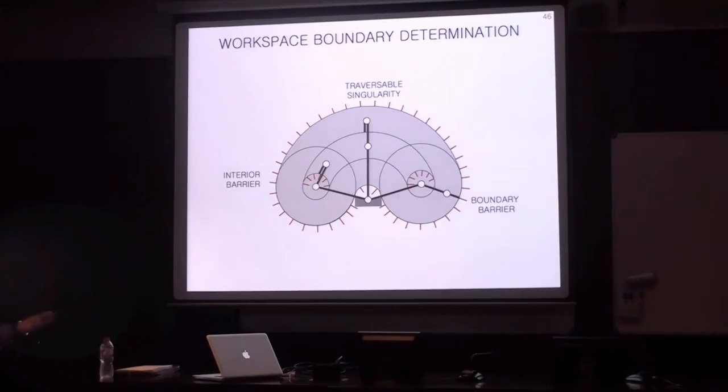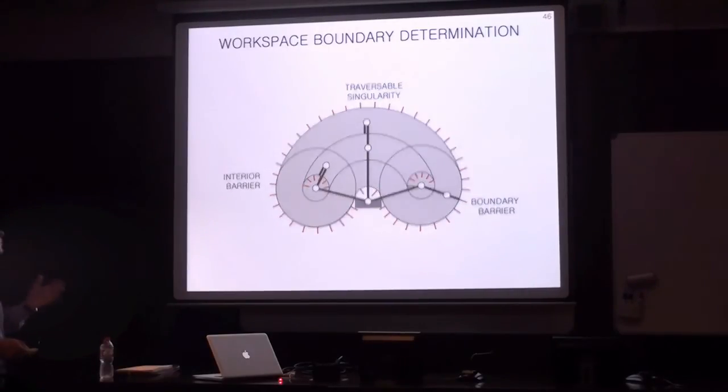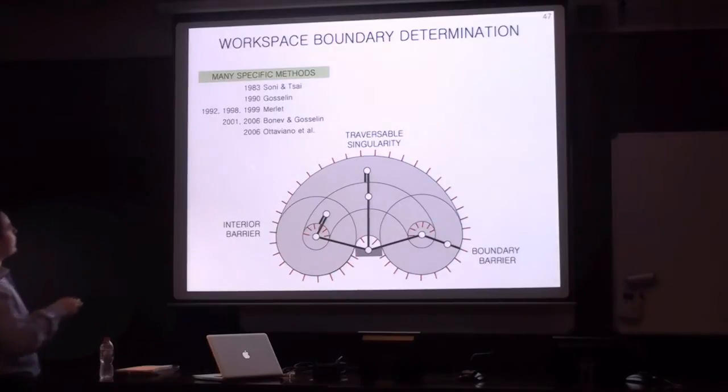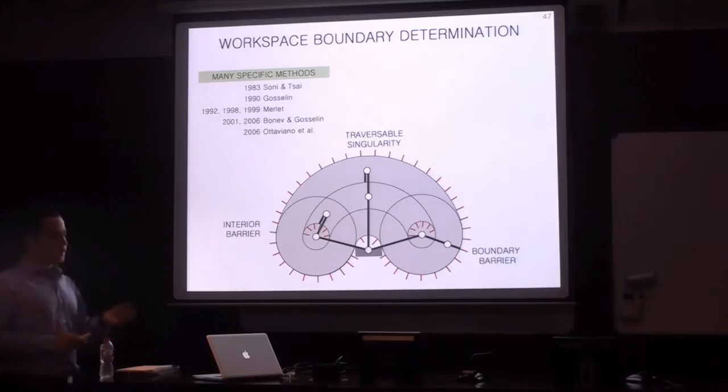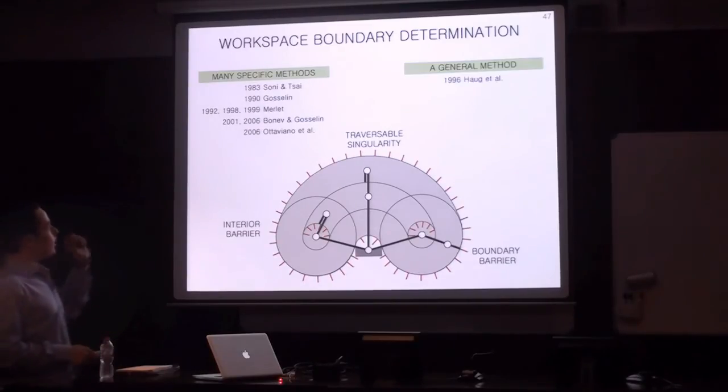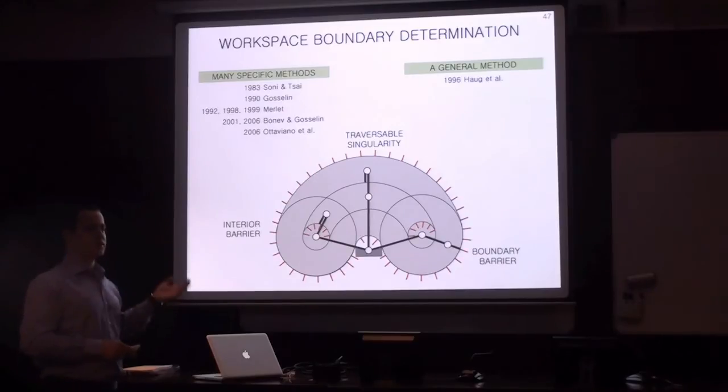There are many methods of workspace computation, but they are for specific manipulators, and here we just highlight some of them. Our method can only be compared in terms of generality, as far as we know, with a method due to Hauck and his collaborators, which uses a similar approach.